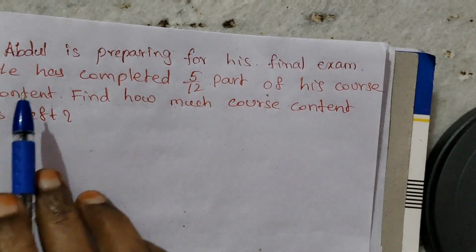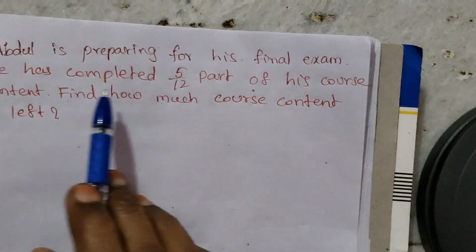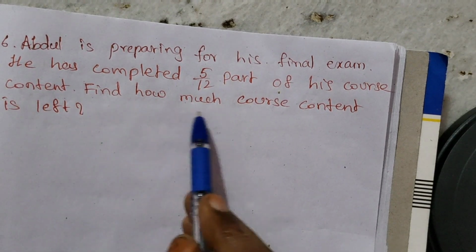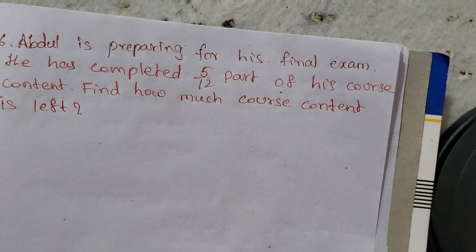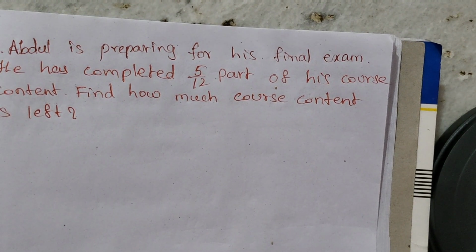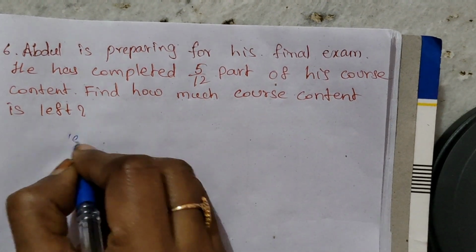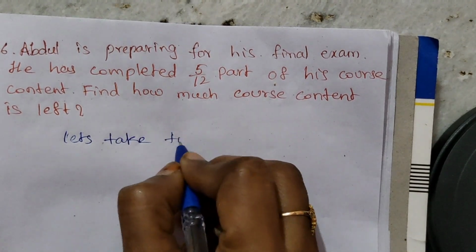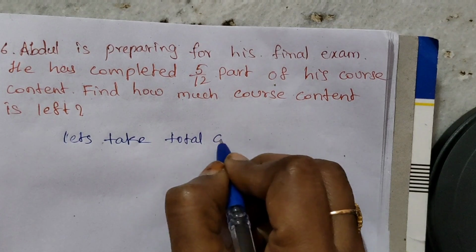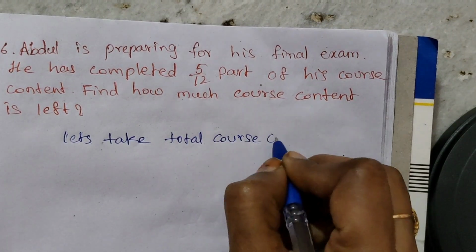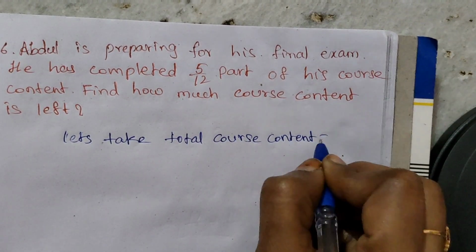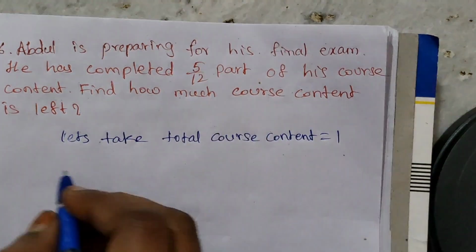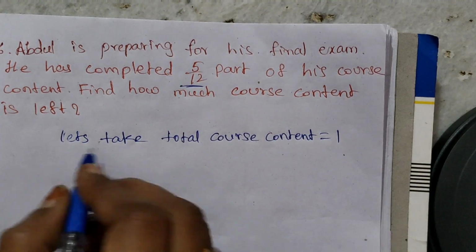Next question is, Abdul is preparing for his final exam. He has completed 5 by 12 part of his course content. Find how much course content is left. Here we don't know how much course content is there. So let's take total course content is equal to 1. And completed course content, how much? 5 by 12.